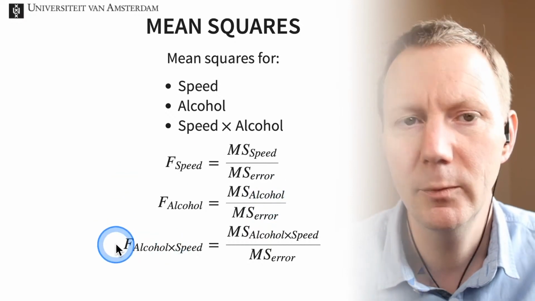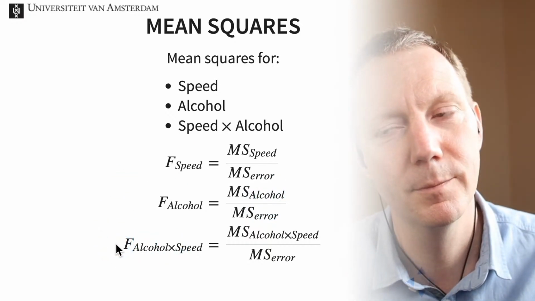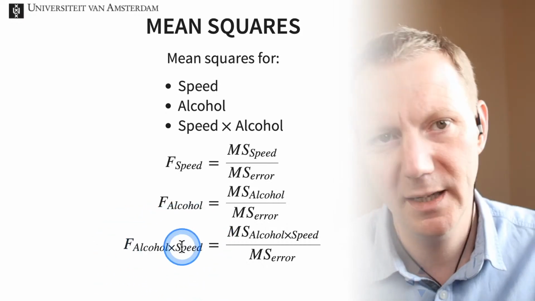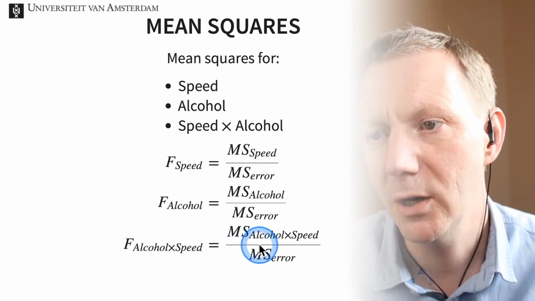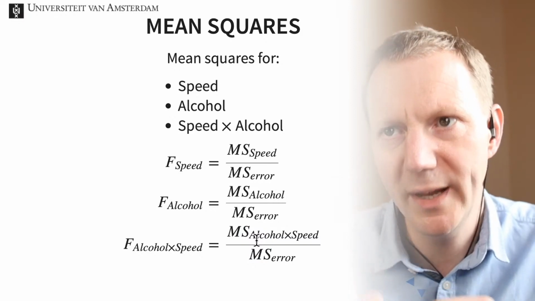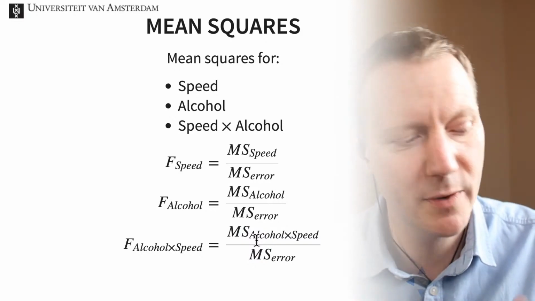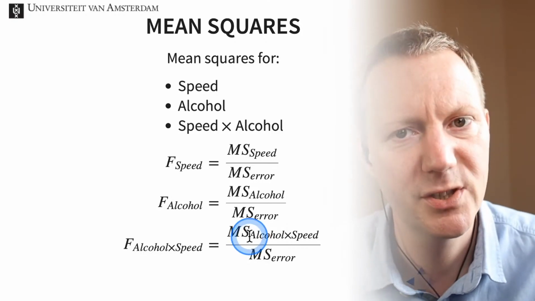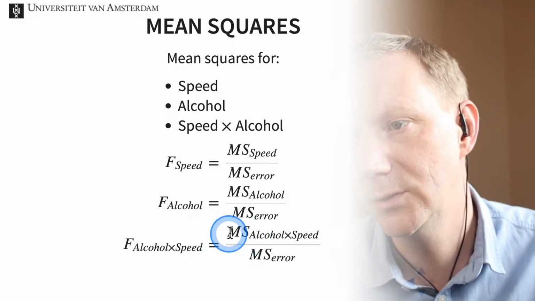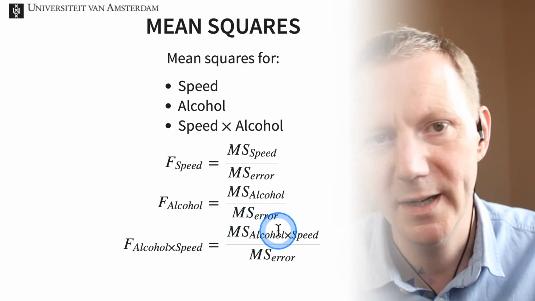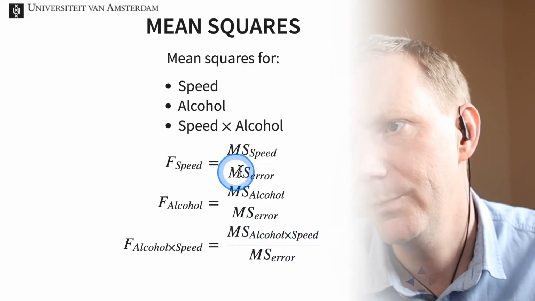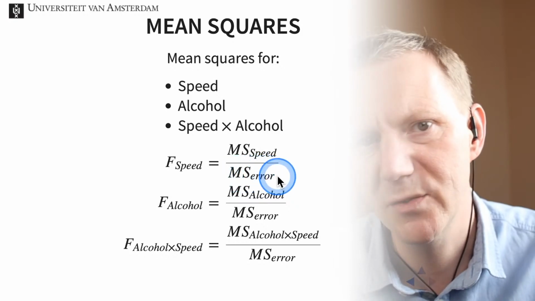And finally, we want to know if there is an interaction going on. So the speed times alcohol, the alcohol times speed, the interaction term. We also create a signal to noise ratio for that one. And of course we use the sums of squares, the 1.9 that we found already, to calculate the mean squares by dividing by the degrees of freedom, and for each and every one using the same mean squares for the error.